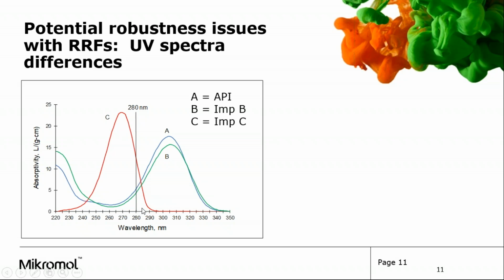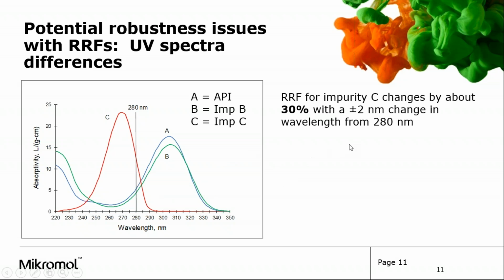So it turns out we looked at going to 280 nanometers for detection, where we could see both impurity C and B, and those could be quantified versus A with the use of a relative response factor. However, and you may be anticipating the issue here, the RRF for impurity C will change by about 30% with a small wavelength change, as little as plus or minus 2 nanometers from the nominal 280 nanometer wavelength. And when you look at the spectra here, that may not be too surprising. We're on a very steeply sloping portion of the impurity C spectrum.